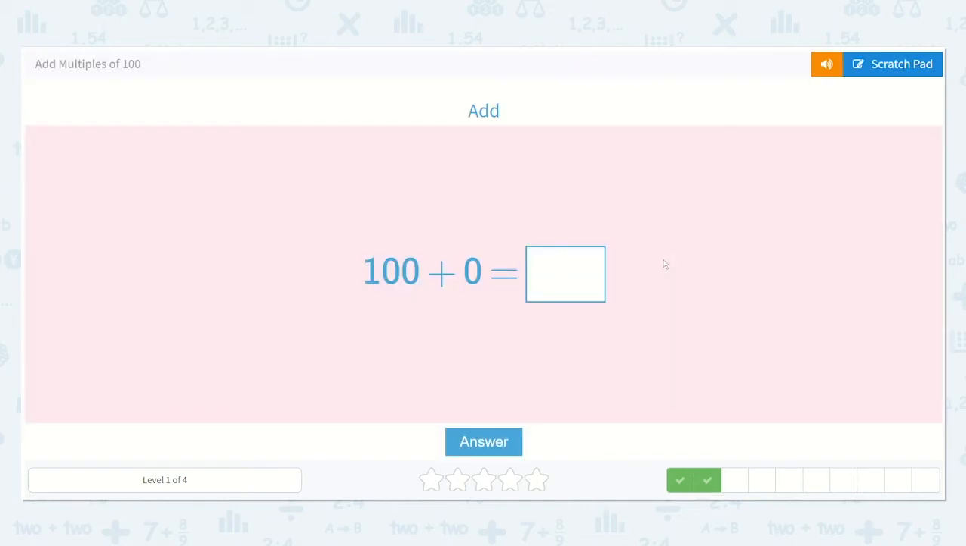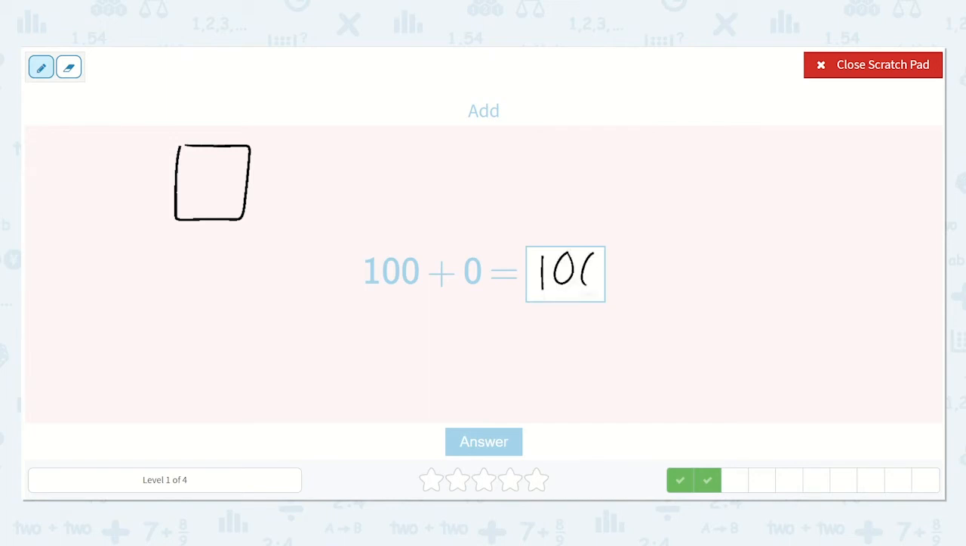Next we have 100 plus 0. Let's draw our picture. If I draw 100 and then I draw 0 more hundreds, how many hundreds do I have? Yeah, just one, 100.